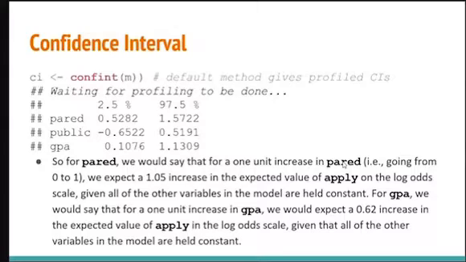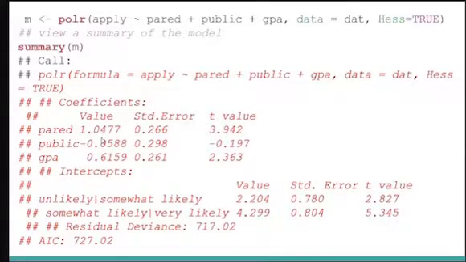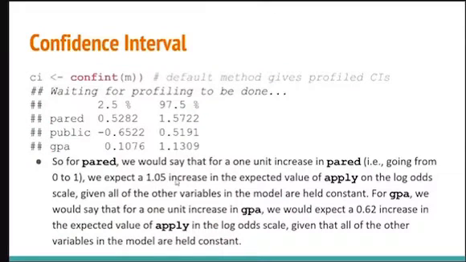Okay, so going from 0 to 1, we expect 1.05 increase in the expected value of apply on the log odd scale. Like I said, don't forget the estimates here, they are on the log odd scale. And that's why we call them log odd estimates. You see that, right? Okay, so I'm actually interpreting 1.0477. When I'm interpreting that, I took it to 2 decimal. So 2 decimal is going to be 1.05. That's what you see here, increase because of positive.